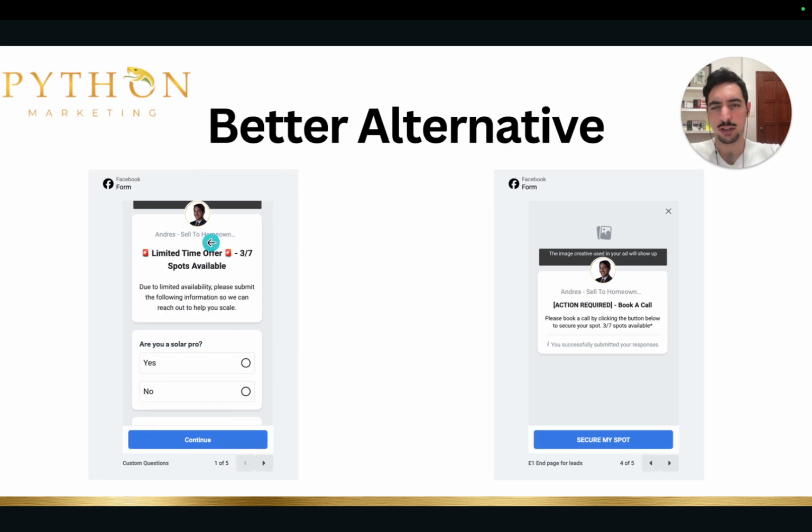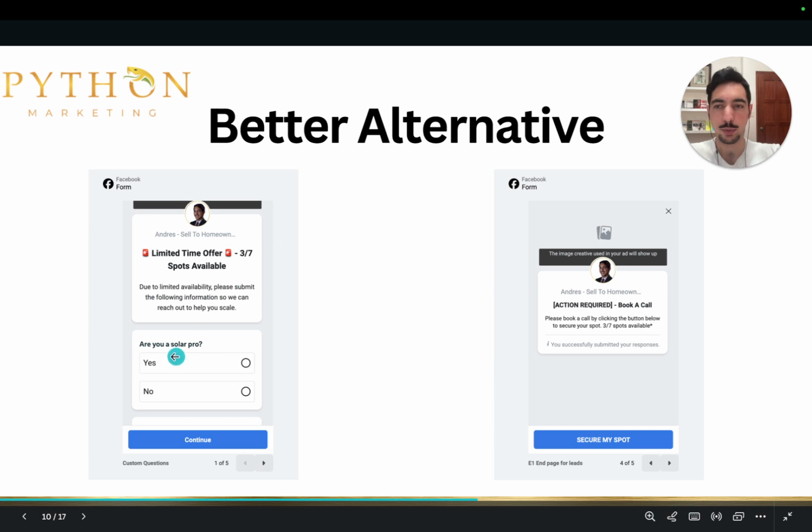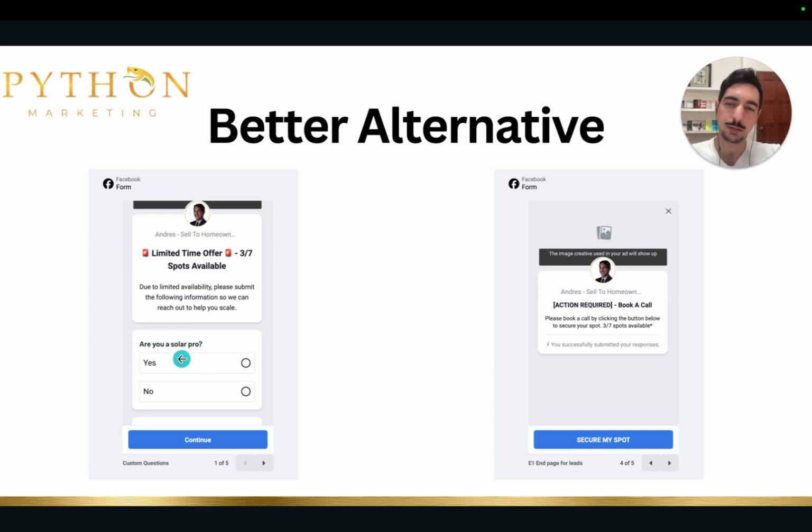Whenever someone clicks on the ad, this form is going to open up where people can qualify themselves directly in the form. And finally, after they already sent their information, you can add a screen like this, where usually most people just waste the opportunity and say, hey, thank you very much, we'll call you in a couple hours. But we take it a step further because it says action required, book a call.